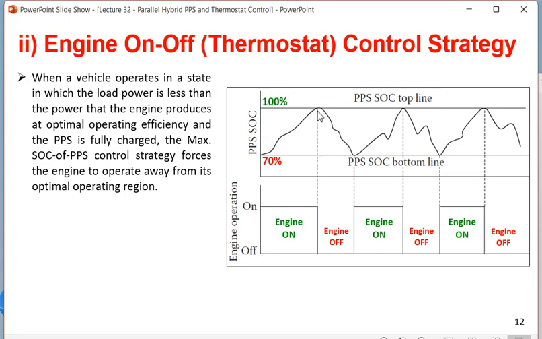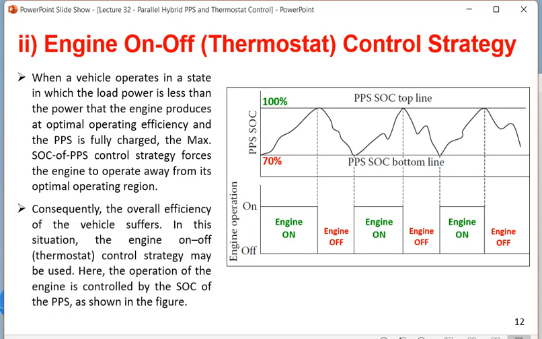So as soon as the PPS source is fully charged, SOC 100%, the engine will be turned off. So the engine will be idling in that case, and the PPS discharge mode will be on, and PPS will be driving the whole vehicle. How long? As long as the engine is off, PPS will be driving the whole vehicle, and the PPS will start getting discharged. So in this case, engine is off, PPS is in discharge mode.